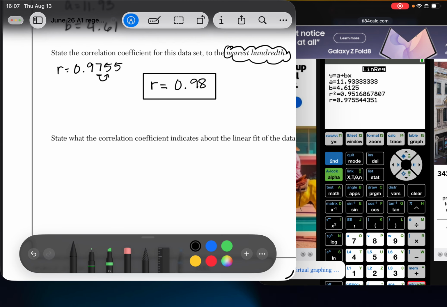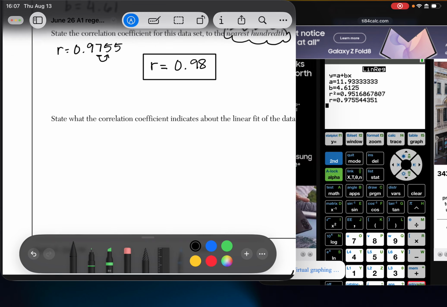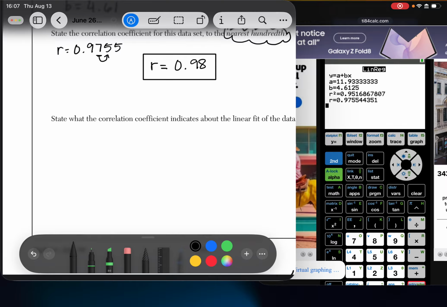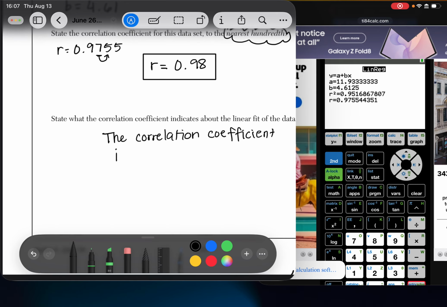And lastly, we just need to figure out what the correlation coefficient indicates. If our r value, so our correlation coefficient, is closer to 1, that means it's strong. And if it's closer to 0, that means it's on the weaker end. So here we'll just say the correlation coefficient, since 0.98 is closest to 1, we're going to say is strong. And that's what it indicates about the line of best fit.